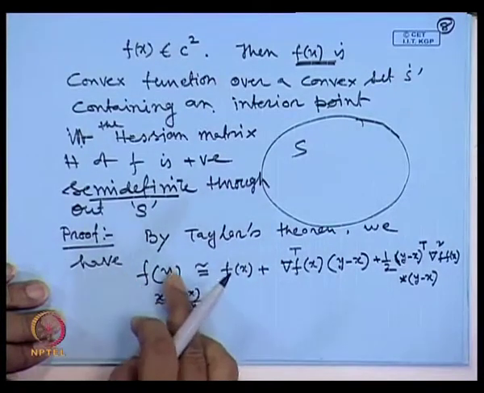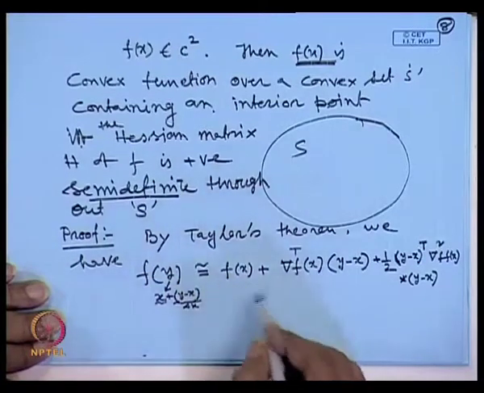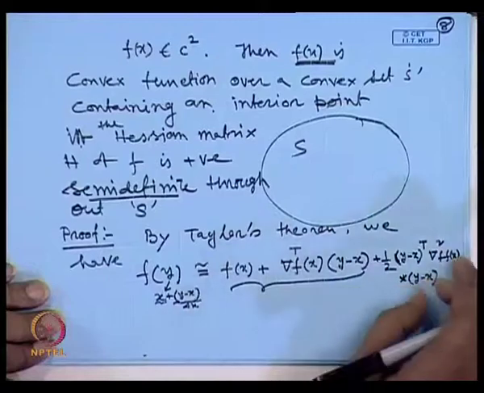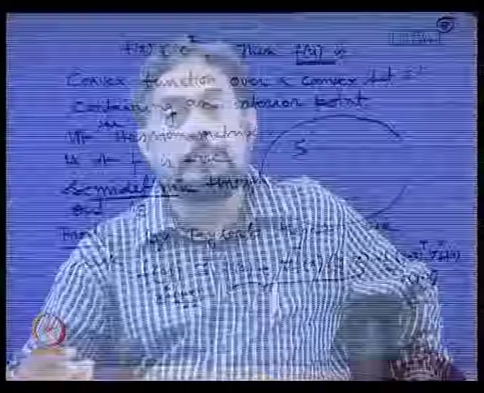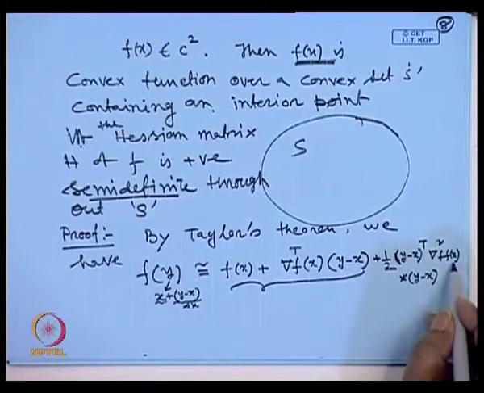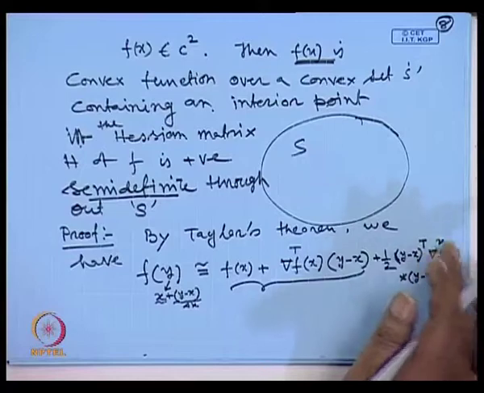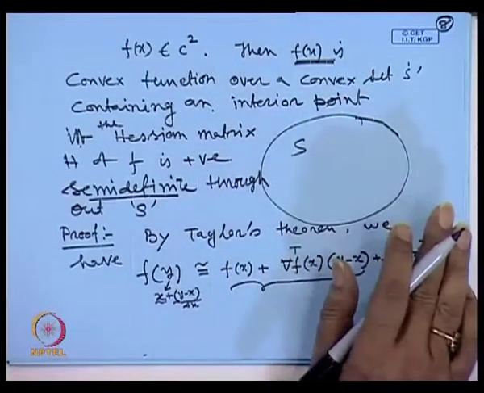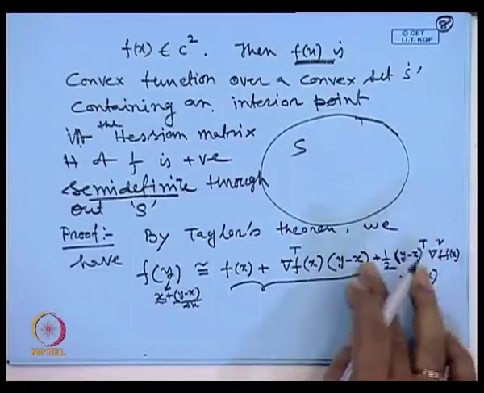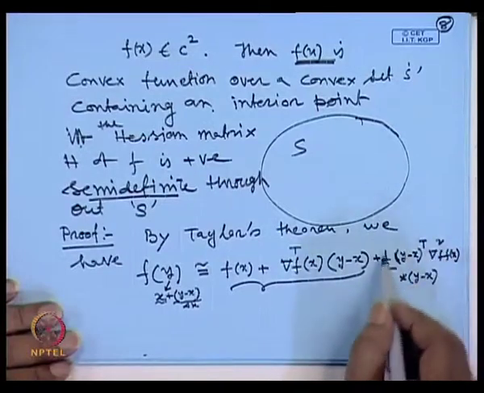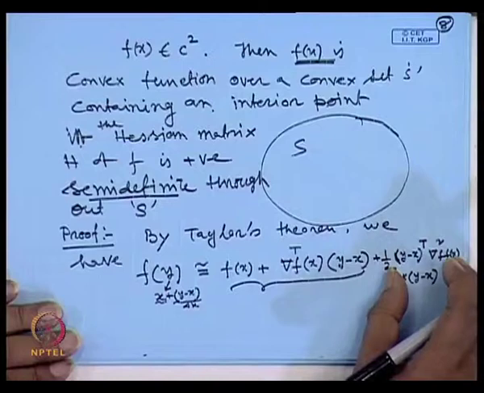So, if you bring this part to the left hand side, f of y minus this part is equal to this quantity, and the right hand side will be positive or negative depending upon the value of the Hessian matrix over our set S. If the Hessian matrix over the set S is a positive semi definite matrix, it indicates that this quantity is positive semi definite, meaning its value will be either 0 or greater than 0.